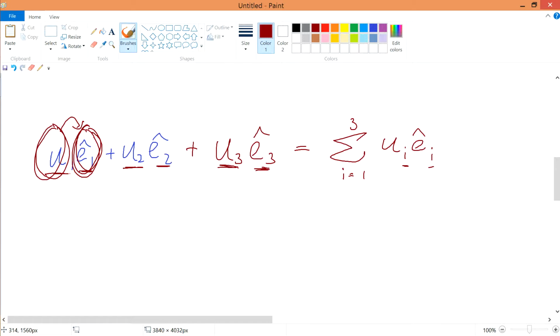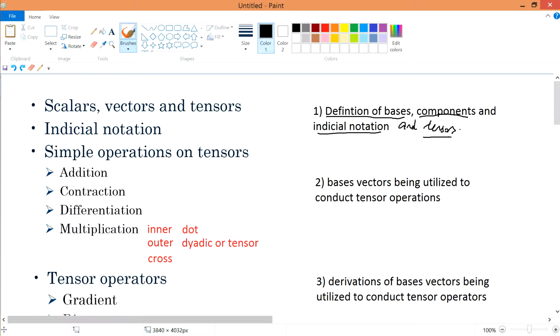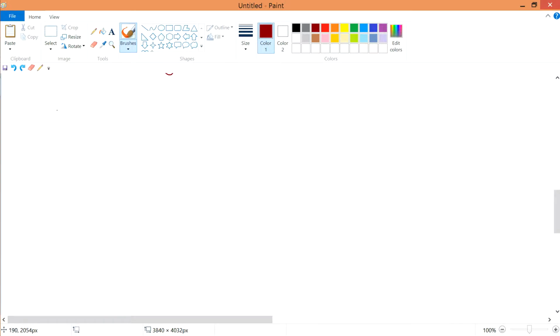the basis vector. So the basis vector is very important, and therefore we're going to extract the basis vector out. So we're going to extract them out right now. And this is where we came with the second part, alright? The basis vectors being utilized to conduct tensor operations. I'll do this quick, so at least we'll save a bit of time.